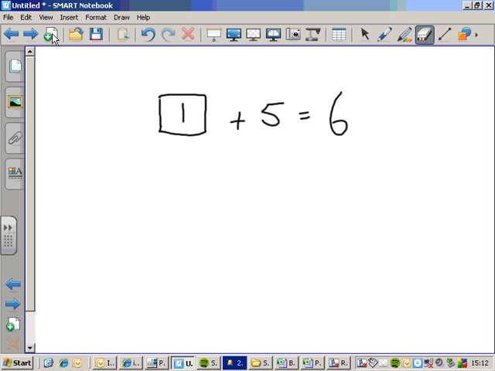Only these days, instead of having a box for a missing number, we give our missing number a name. And that's what equations are: when you give unknown or uncertain values a name. And usually with equations, the name we give them is a letter. And the famous one, of course, is x.